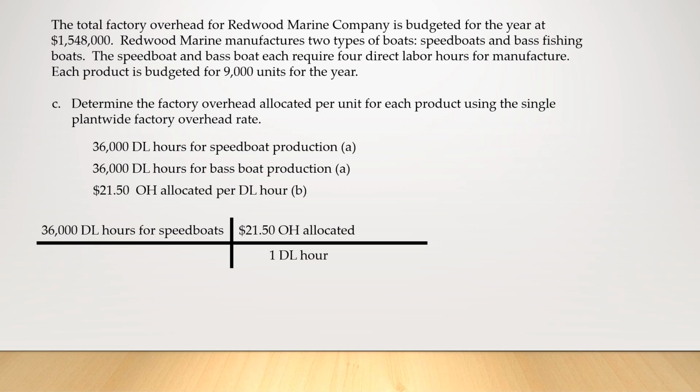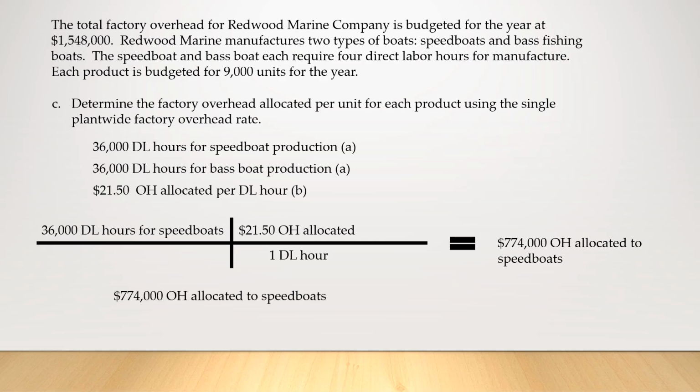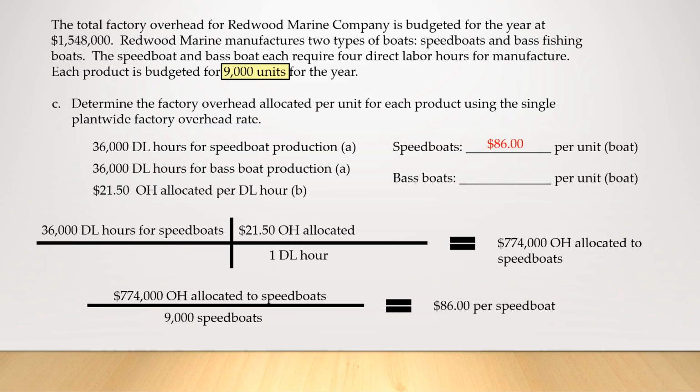Total overhead allocated to speedboats is $774,000. Now to get overhead allocated per speedboat, we take that $774,000 and divide it by 9,000 units. Overhead per speedboat works out to $86 per boat.